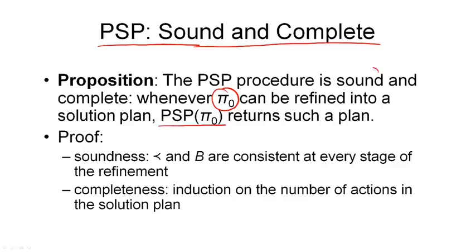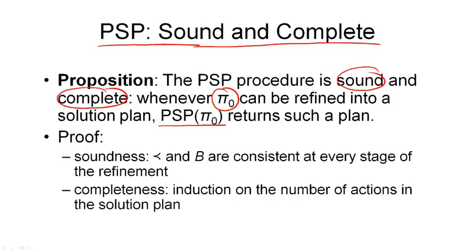Or more explicitly, soundness means that if the planner returns a result, then this is indeed a solution plan, and completeness means if there is a solution plan, then our planner will be able to find this solution plan.